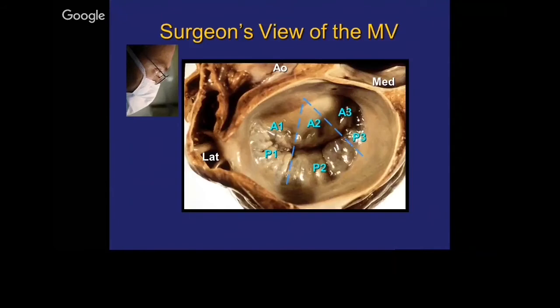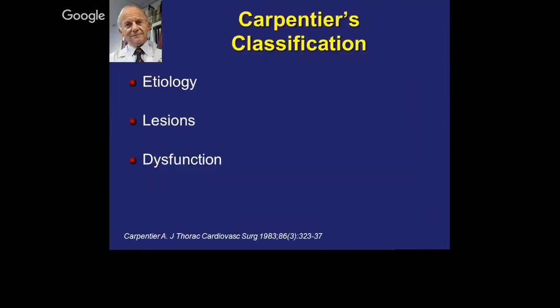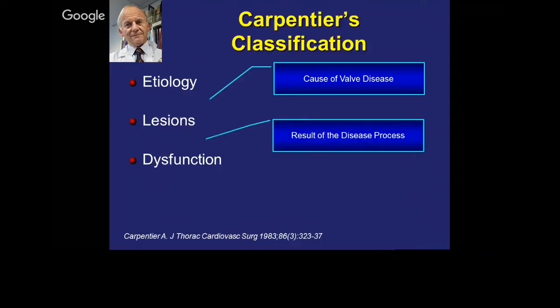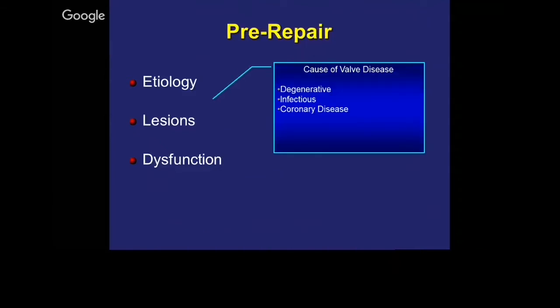This is just a label of those scallops. So I'll quickly go through Carpentier's classification. You guys, being surgeons, you're probably more familiar with this, but basically it's classified based on the etiology, the cause of the valve disease, what kind of lesion does it produce, the result of the disease itself, and then what is the result of the lesion, what kind of dysfunction does it produce.